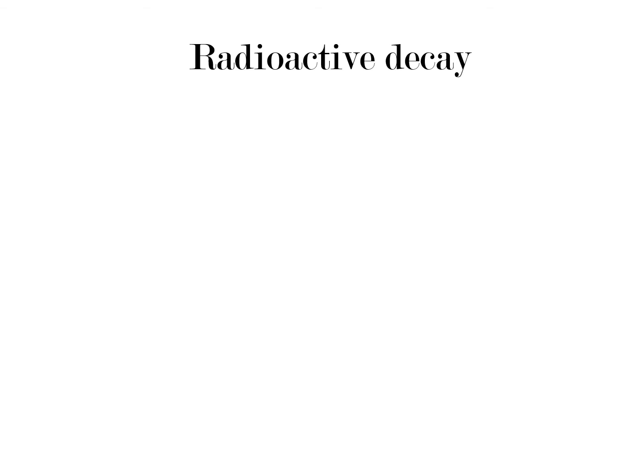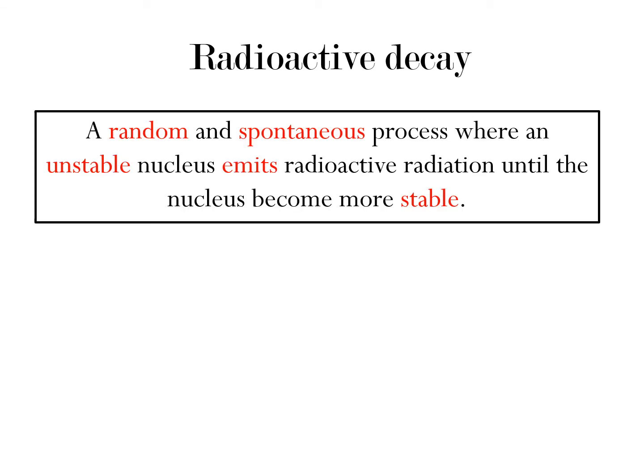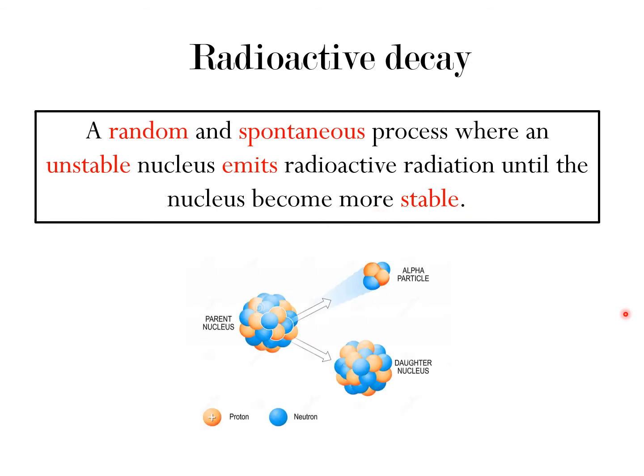Radioactive decay. It is a random and spontaneous process where an unstable nucleus emits radioactive radiation until the nucleus becomes more stable. So in this diagram, it shows an unstable nucleus, which is known as the parent nucleus, emits radioactive radiation in the form of alpha particle to become more stable, which is known as daughter nucleus.